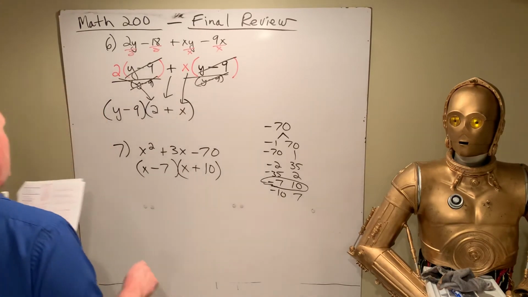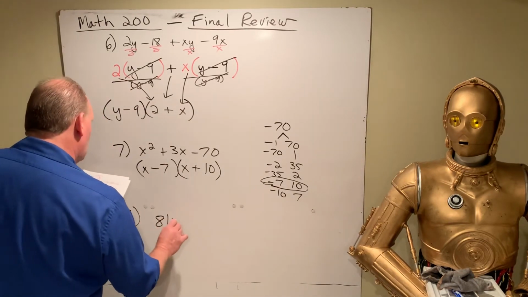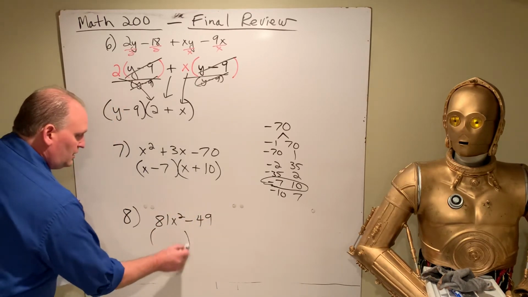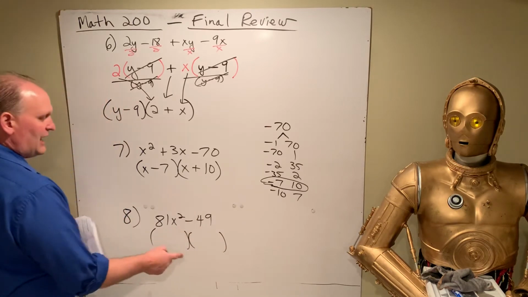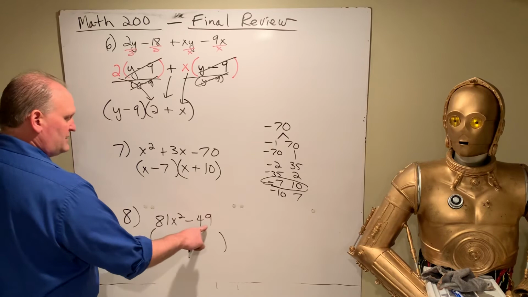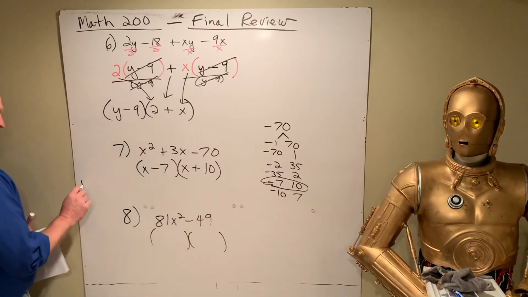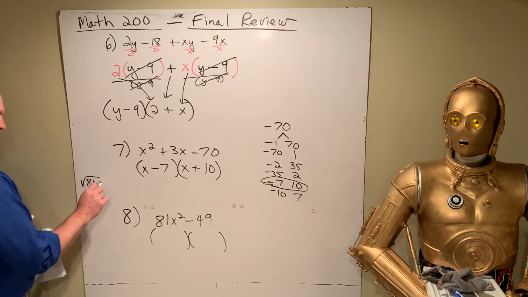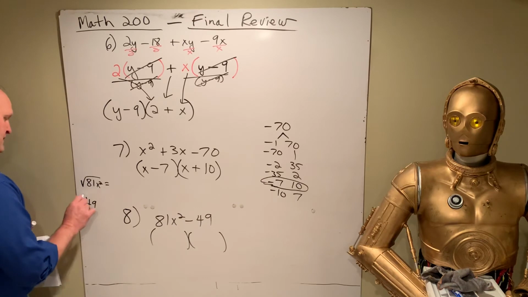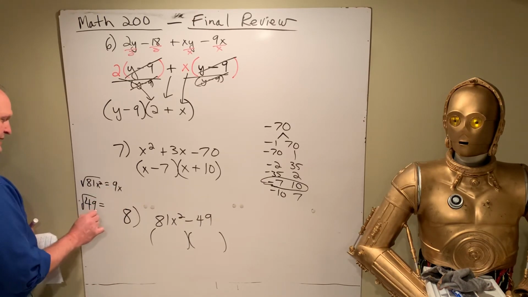All right. 8 is a lot easier of a factoring problem. It's 81x squared minus 49. Really, these are conjugates. This is a difference of 2 perfect squares. So that's a perfect square minus another perfect square. So unlike this one where we had a big list of suspects, this one, you just take the square root of the first term, you take the square root of the second term, so 9x and 7.